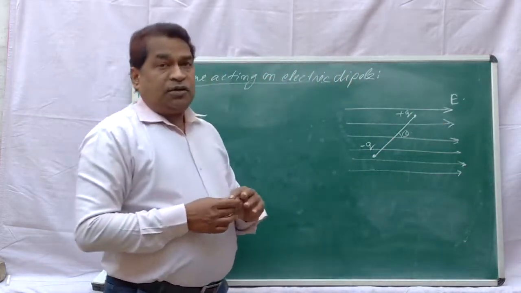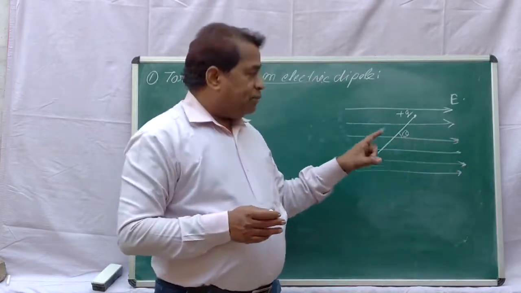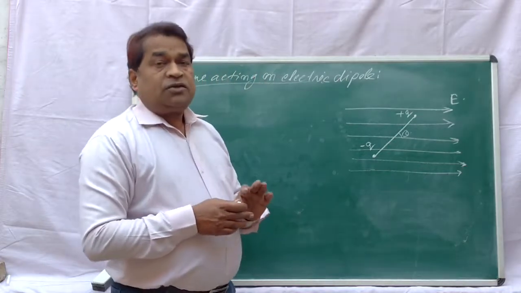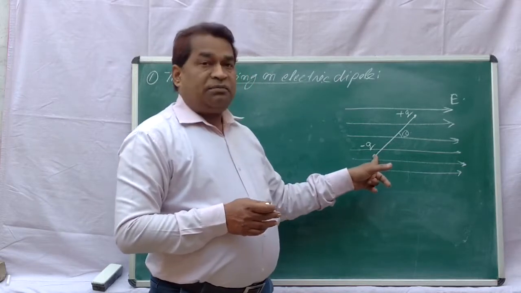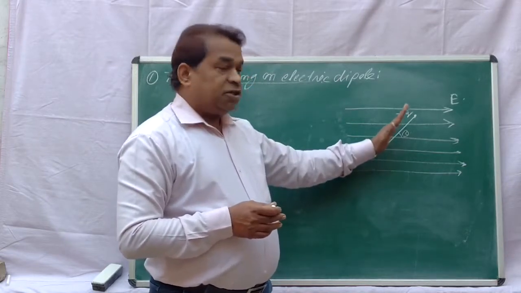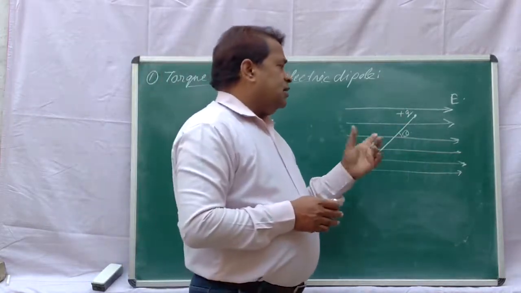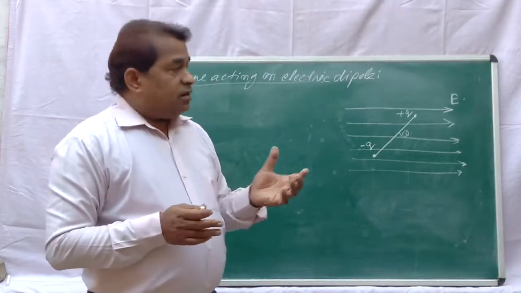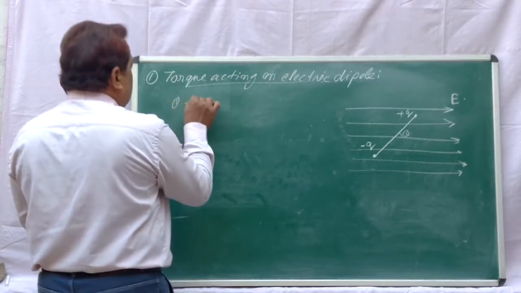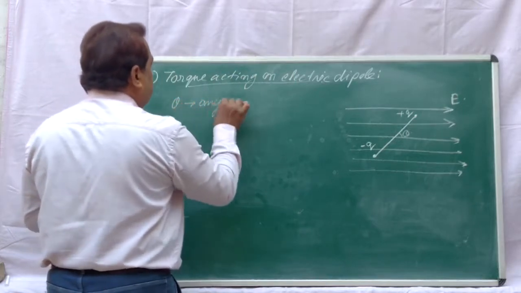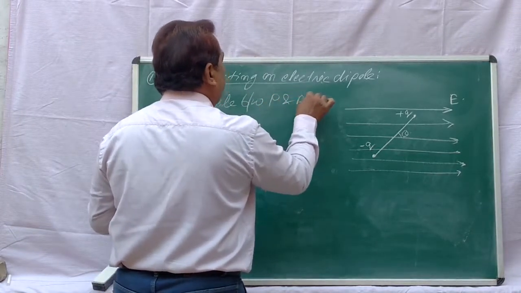So one thing you have to remember now, because electric field is also a vector quantity and dipole moment is also a vector quantity. So previously I have told you that the direction of dipole moment is from negative to positive charge. So this is the direction of dipole moment and this is the direction of electric field. Okay, so theta is the angle between P and E here, right?